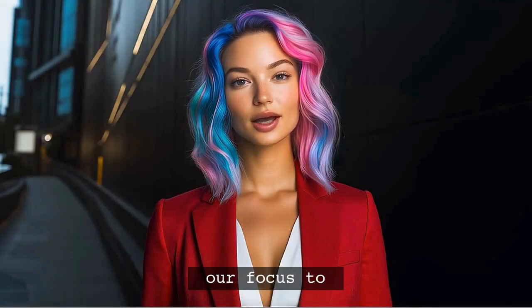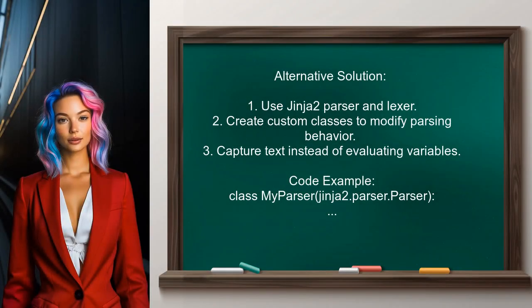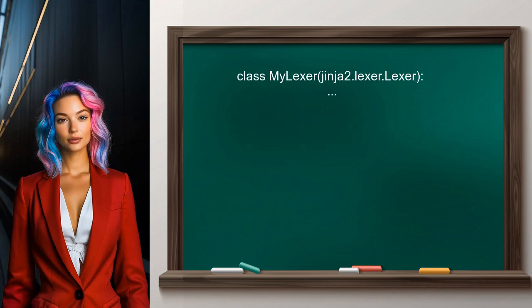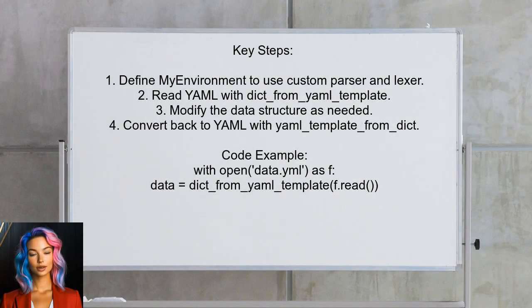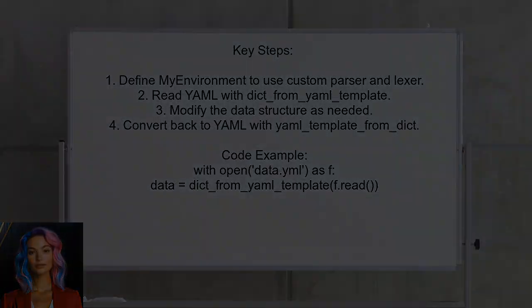Now, let's shift our focus to a different response. One alternative approach is to use the Jinja2 parser to handle the template syntax. This method involves creating custom parser and lexer classes that modify how Jinja2 processes the template. Instead of evaluating variables, it captures the text and formats it for YAML compatibility. The user-defined environment hooks into these custom classes, allowing for robust parsing of Jinja syntax while preserving the original format. This way, you can read and modify YAML files without losing the embedded Jinja syntax.